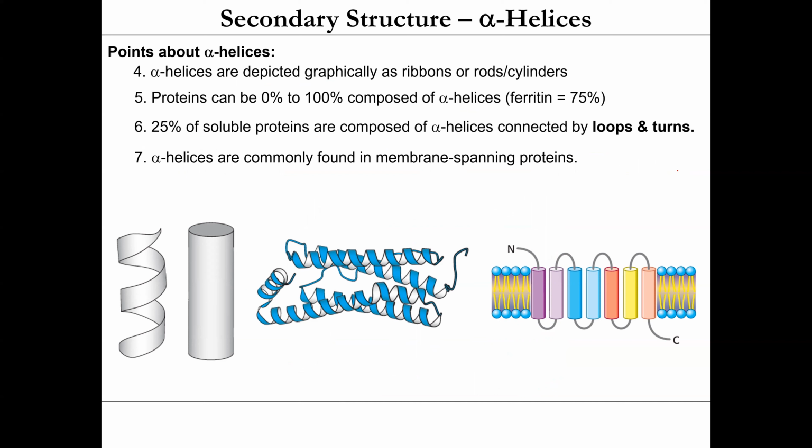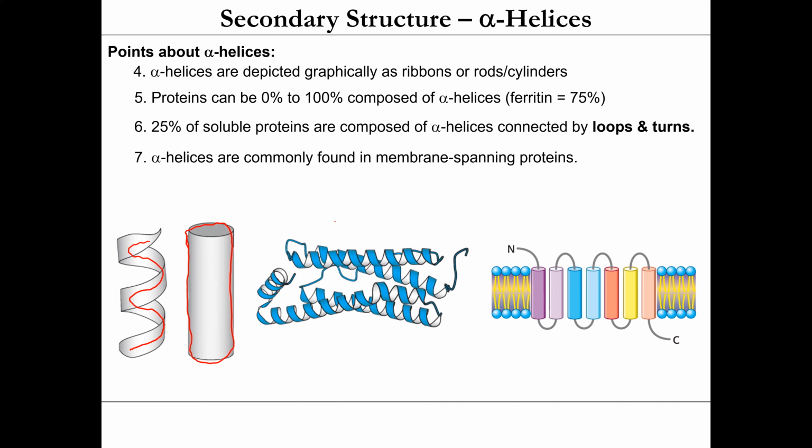So a few more points about alpha helices because they're so important. Alpha helices are depicted graphically as either these ribbons, as you can see here. That's probably the more common depiction, or rods or cylinders, as you can see right here. So when you see a representation of a protein structure, it's either going to have these rods or ribbons, which indicates that there's an alpha helix at that position. Proteins can be from 0 to 100% composed of alpha helices. So some proteins have no alpha helices whatsoever, and some proteins are made entirely of alpha helices.